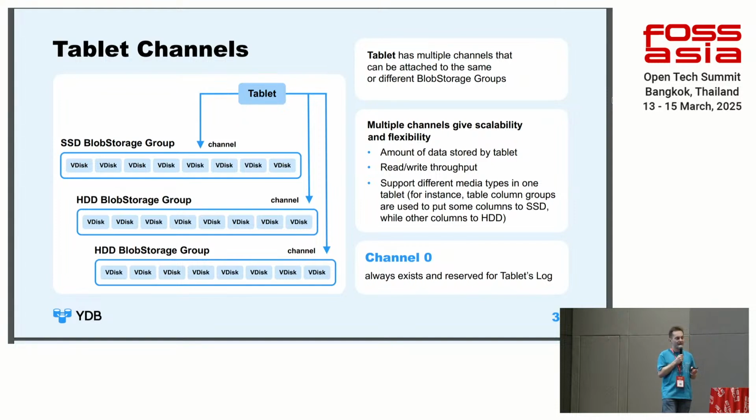Each tablet has multiple channels. At least it has a system channel for its log, and it has channels which depend on the way you use data. For example, you might have SSDs and rotating disks. Rotating disks are slow but cheap, and you would like to store some columns on rotating disks because these columns are rarely used, and you might want to store hot data on SSDs. It's possible to configure a table in a way that rotating disks are allocated to rarely used columns, and SSDs are allocated to columns which you often use.